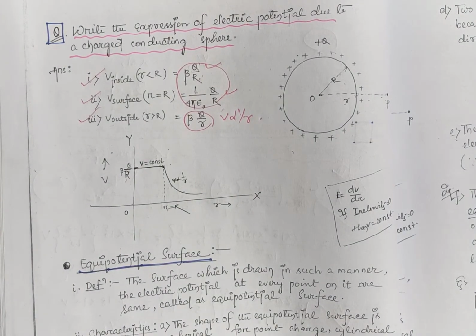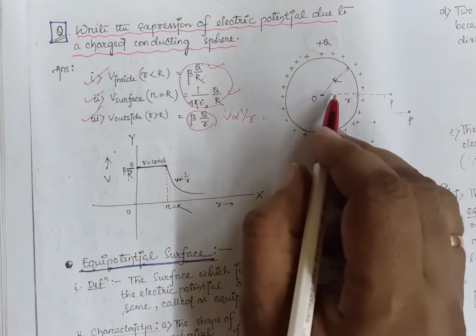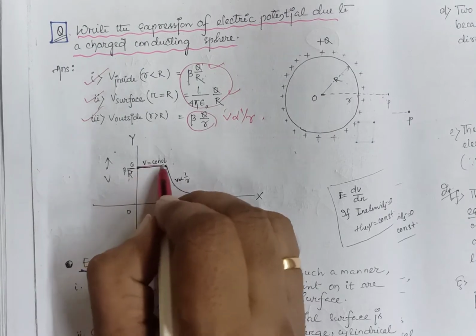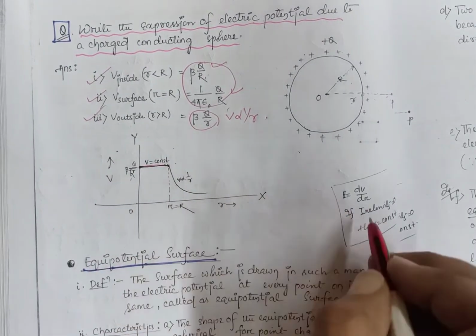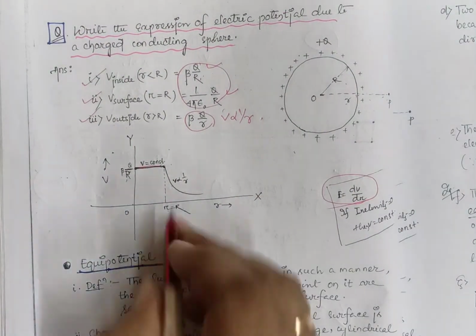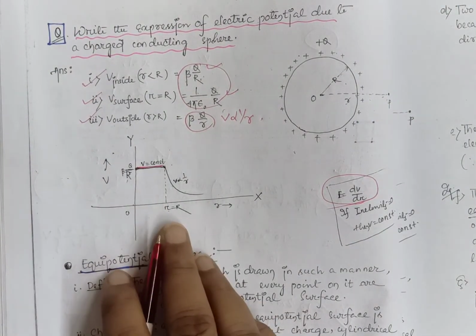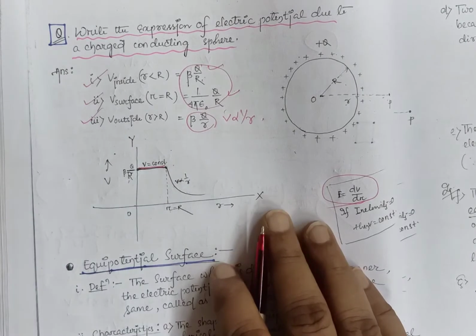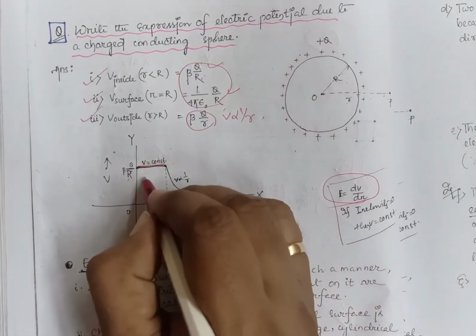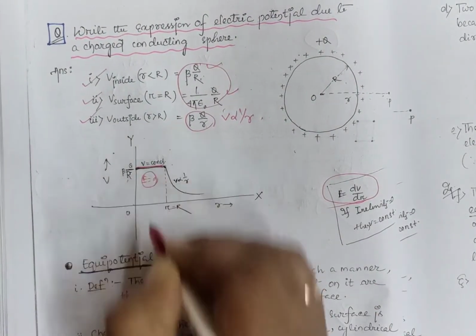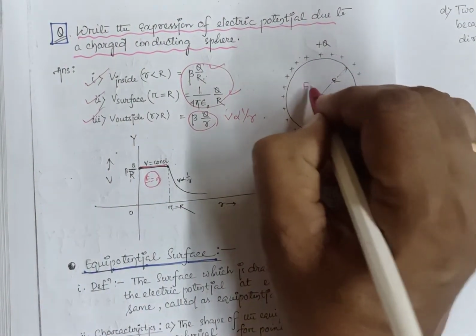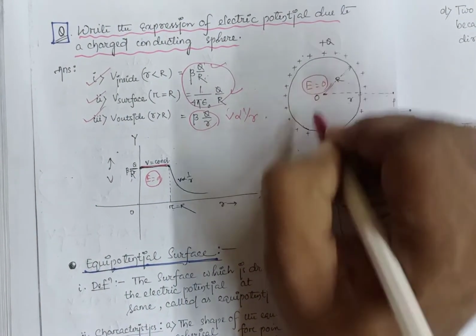From this argument we can also calculate the intensity inside the conducting sphere. Potential is constant. Again we know that E is equal to minus dV by dr. As the potential is constant, the intensity will be 0. That's why from this formula we can calculate that intensity in this region is 0. So inside this conducting sphere intensity is 0.